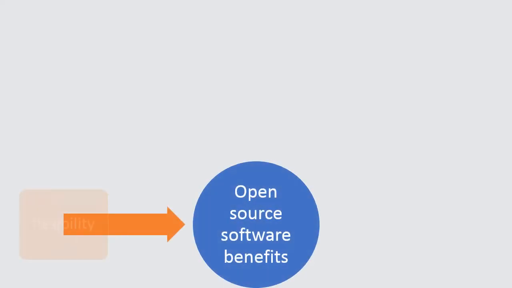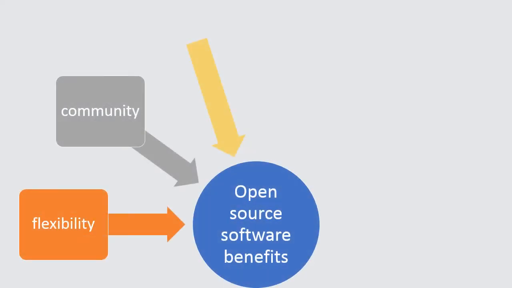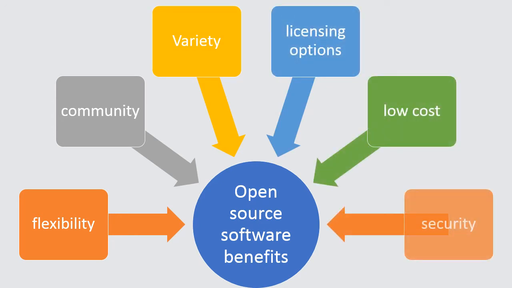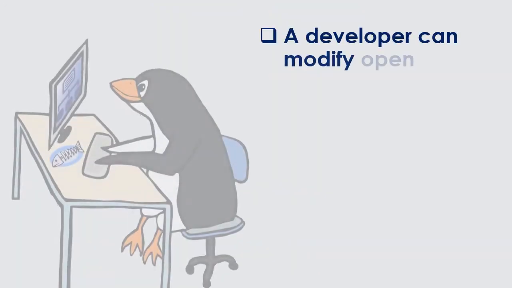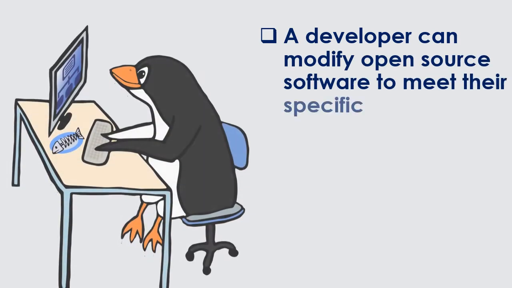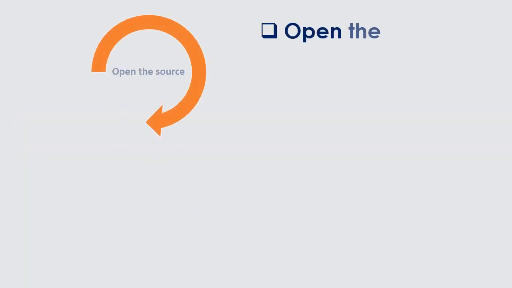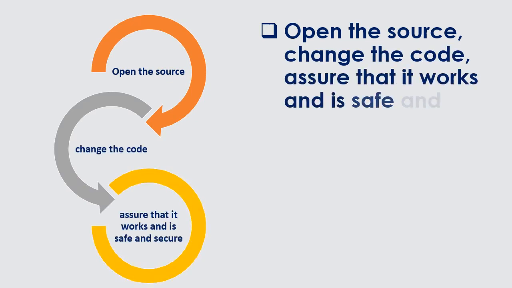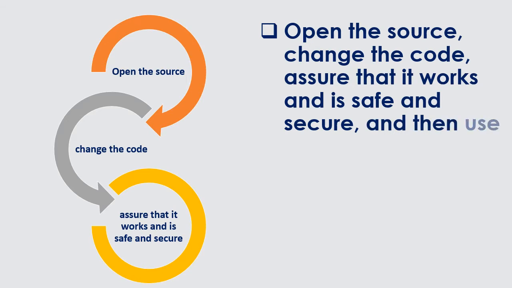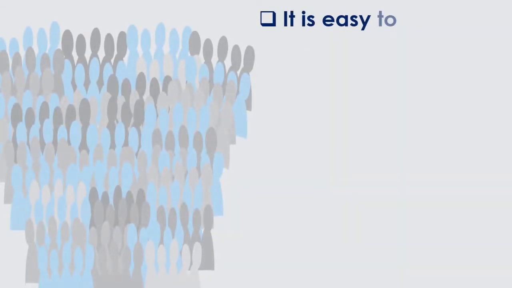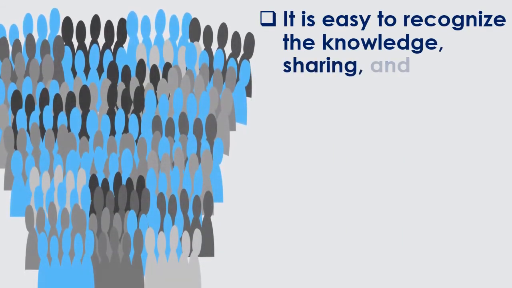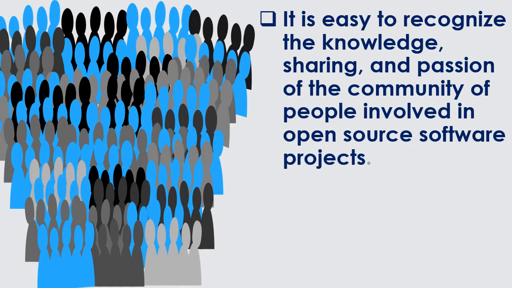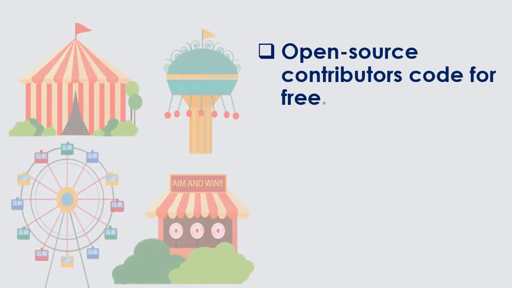Open source software benefits are flexibility, community, variety, licensing options, low cost, and security. A developer can modify open source software to meet their specific functional needs. Open the source, change the code, assure that it works and is safe and secure, and then use it. It is easy to recognize the knowledge, sharing, and passion of the community of people involved in open source software projects. Open source contributors code for free.